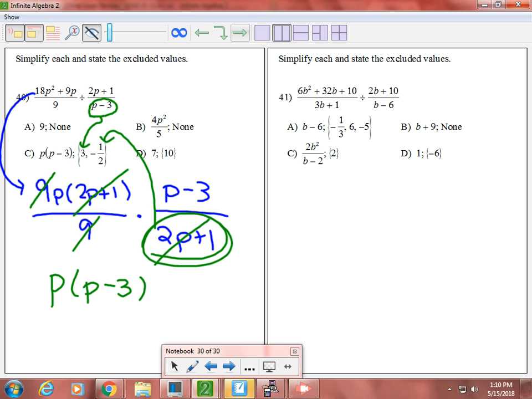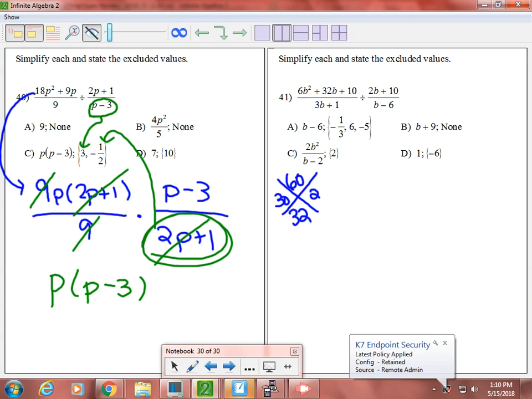My next one. Division also, so I have to multiply by the reciprocal. I'm going to go ahead and factor my first one. So what multiplies to 60 that adds to 32 is 30 and 2. So now I have to go long way. 6b squared, 30b, 2b plus 10. So what's in common here is 6b, and I'm left with b plus 5.